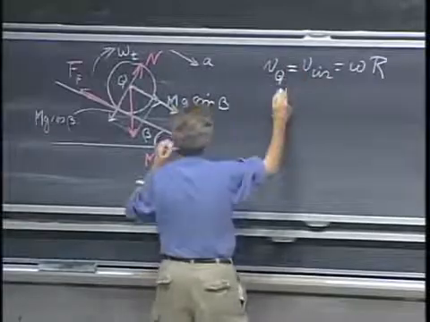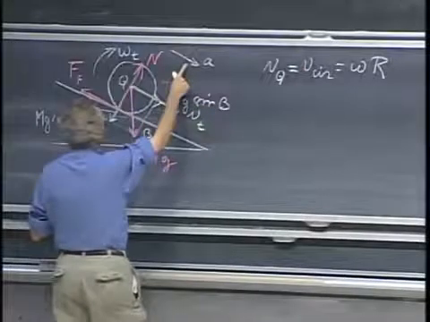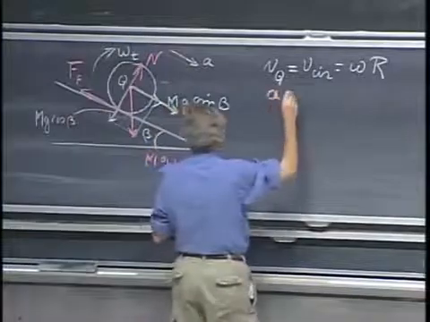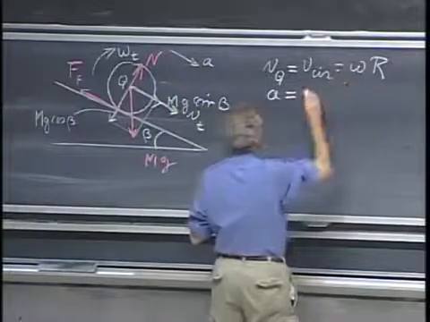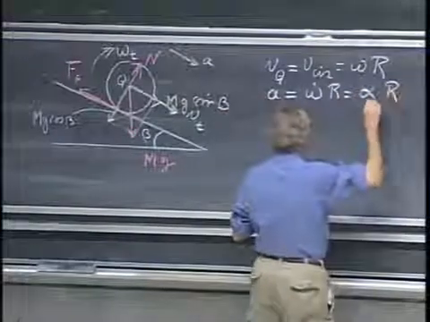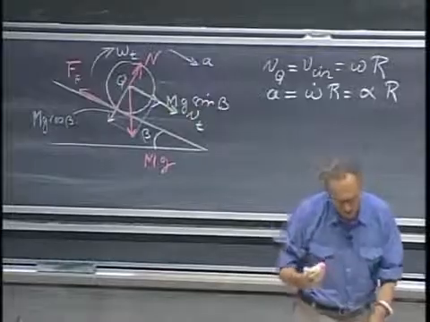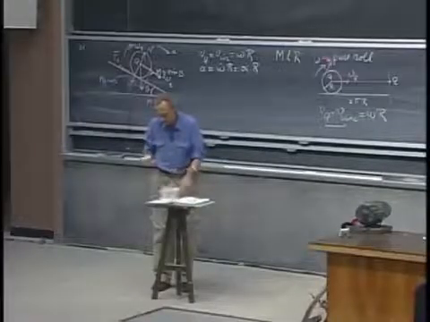I take the time derivative. The derivative of the velocity of that point Q is per definition its acceleration. So I get A equals omega dot times r, and that equals alpha r, alpha being the angular acceleration. So this is the condition for pure roll.